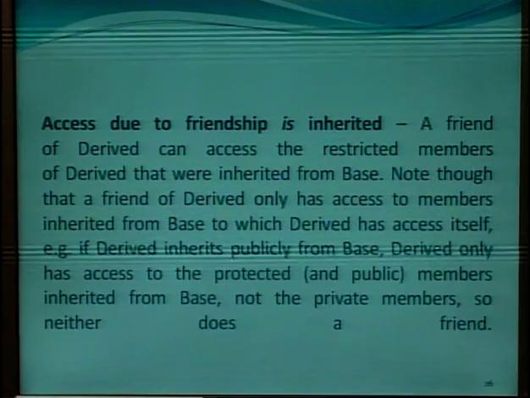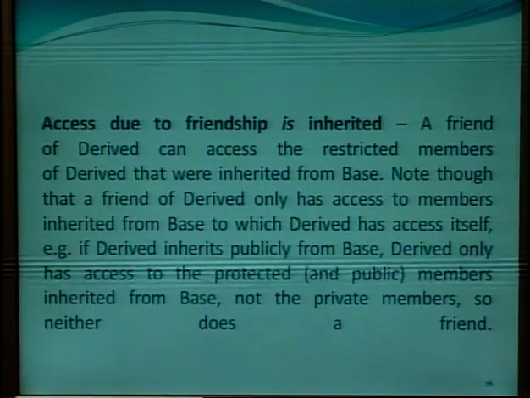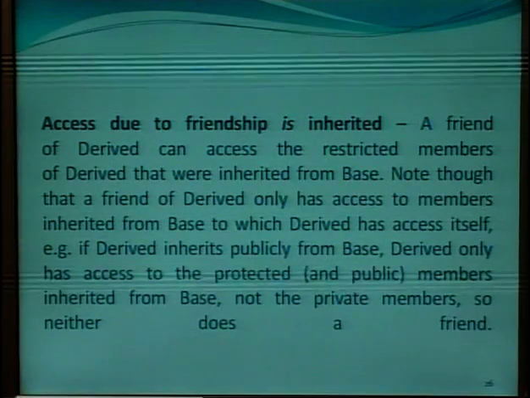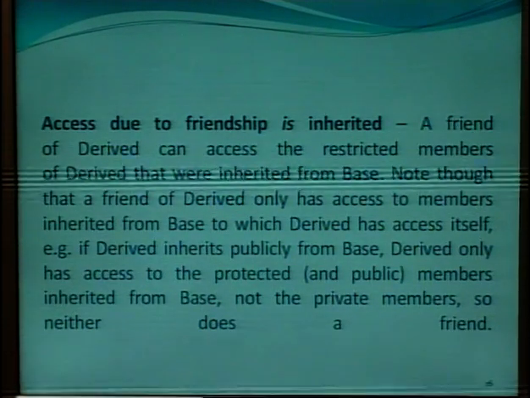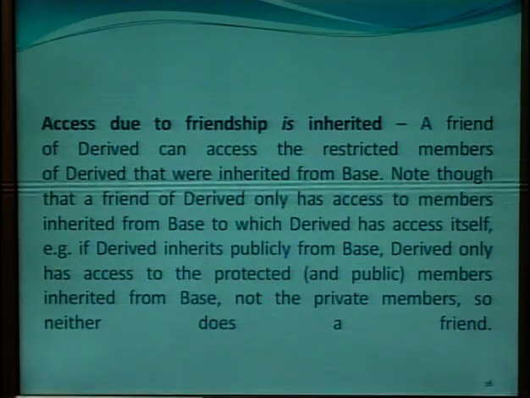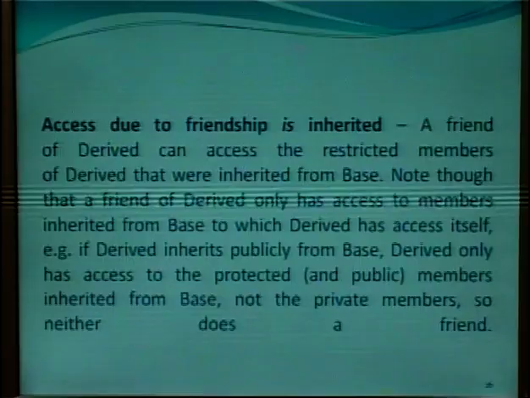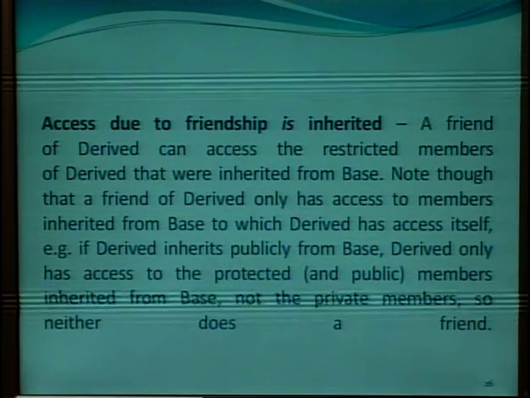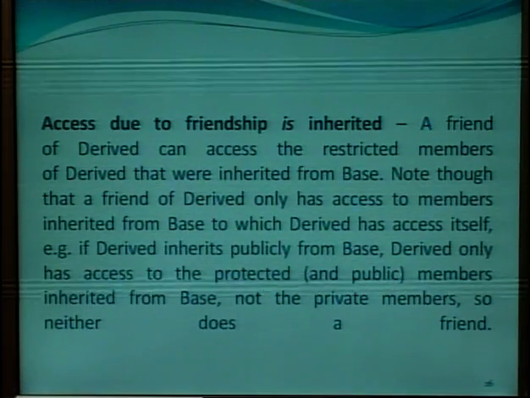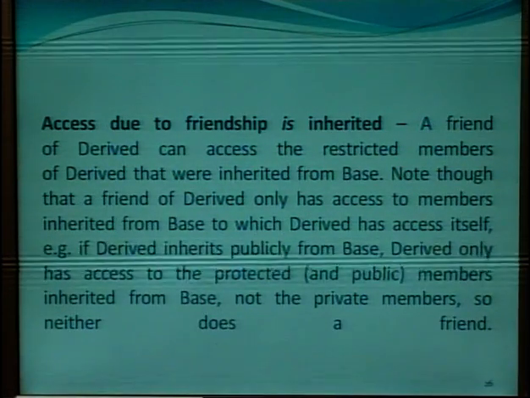Those are restricted members for the derived class where the base class is defined. So, note that a friend of derived only has access to members inherited from the base to which derived has access itself. If derived inherited publicly from the base, derived only has access to the protected and public members inherited from the base, not to the private members. So, neither does a friend.